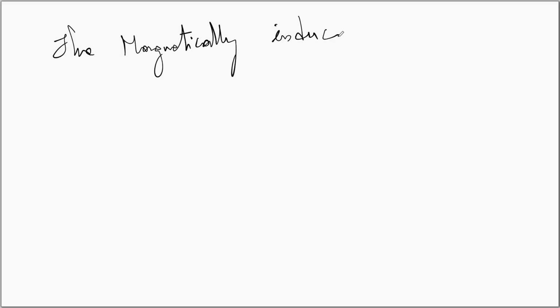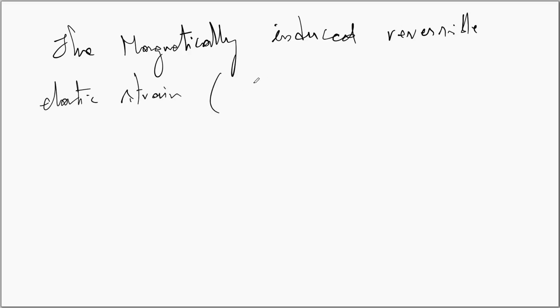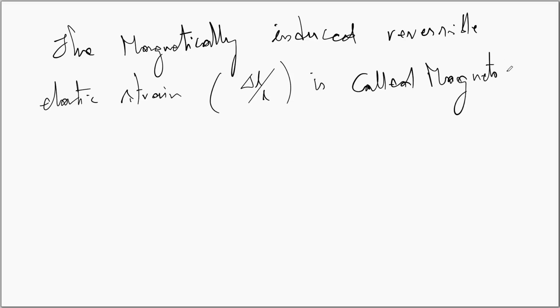Magnetostriction is defined in this fashion. The magnetically induced reversible elastic strain, that is delta L upon L, where L is the length of the specimen and delta L is the change in the length of the specimen, is called magnetostriction. And it is caused, as we have seen, due to the rotation of the domains.